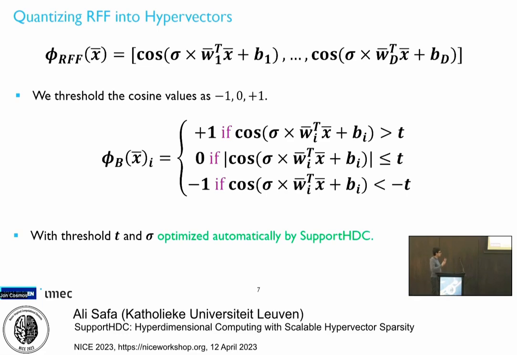This is inspired by work that proposed binary random Fourier feature mappings. The first thing we do to make these cosines disappear is to threshold them to +1, -1 and 0. If the cosine value is larger than a certain threshold t, we assign it +1. If it's smaller than -t, we assign it -1. And if it's in the middle, we assign it 0. By doing that, the result of the feature mapping will be more binary-like and therefore more hardware efficient.